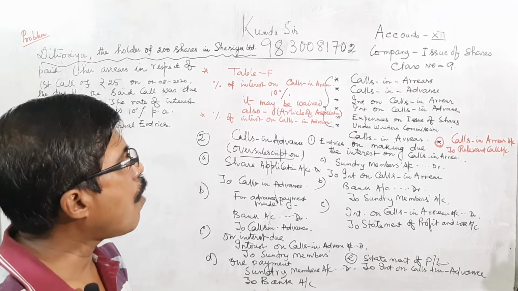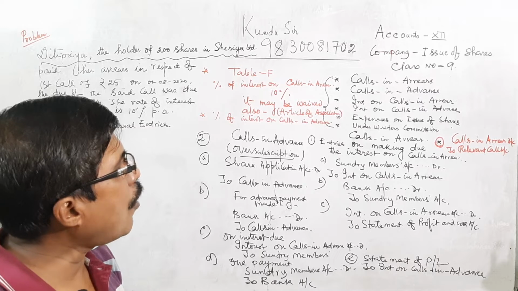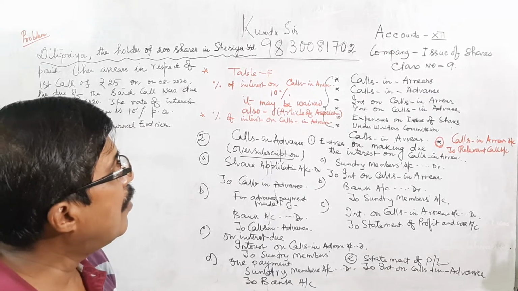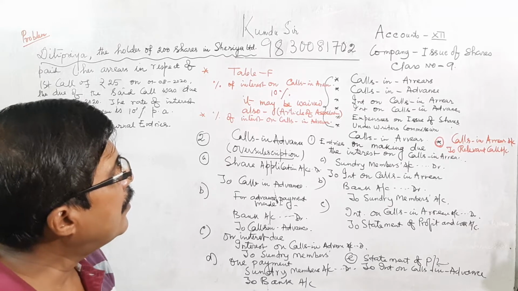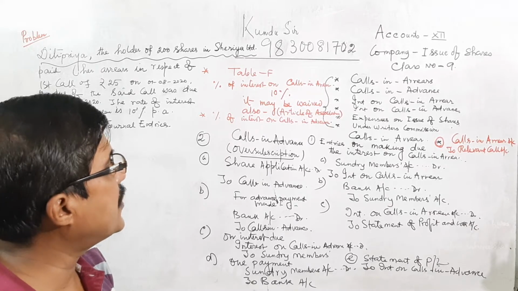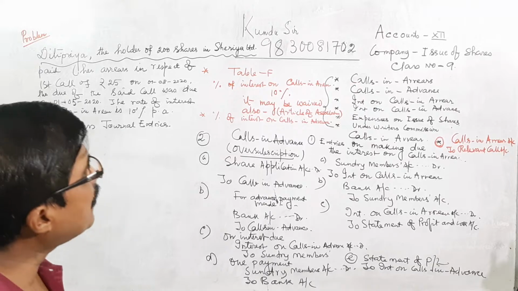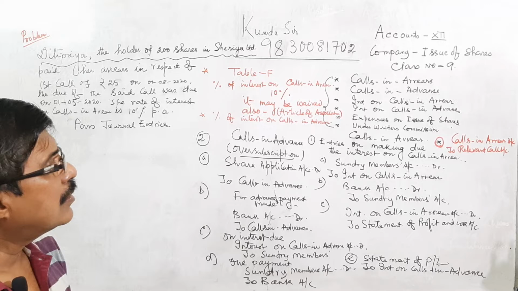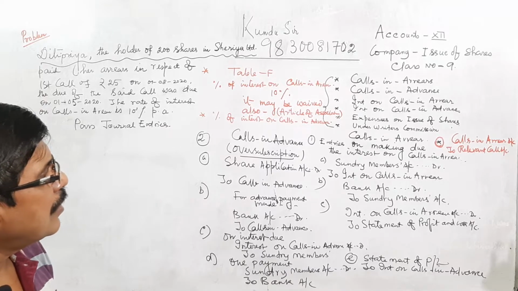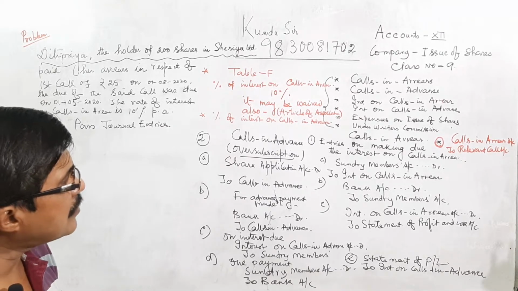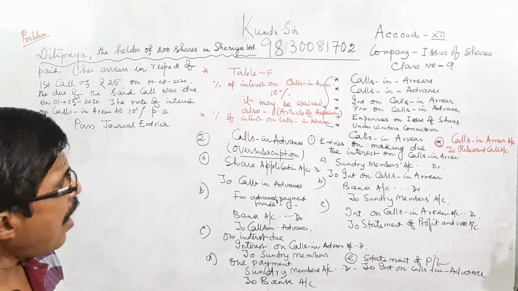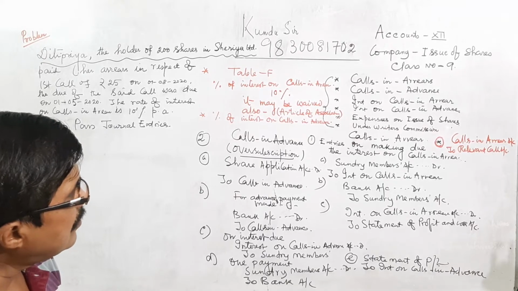Topics: company accounts. Issue of shares, class number 9, or serial number 9, on issue of shares. I have mentioned some names here: calls in arrear, calls in advance, interest on calls in arrear, interest on calls in advance, expenses on issue of shares, underwriter's commission.